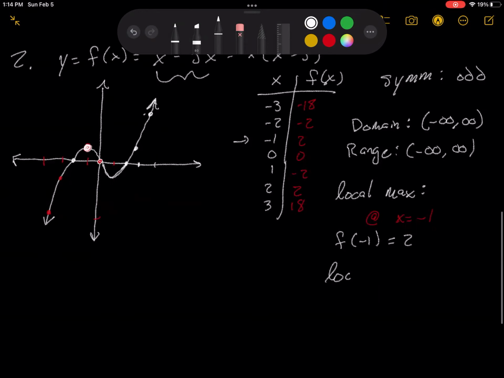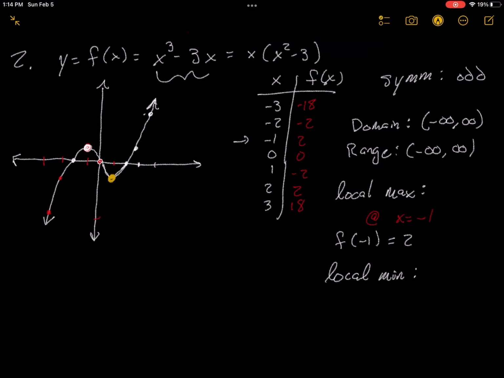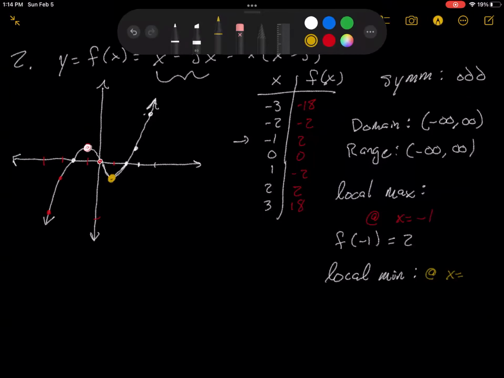Let's do local minimums. So from the picture of the graph, it looks like this point right here at 1 is my local minimum. It is smaller than all of the other function values around me. So I've got a minimum at x is equal to +1. And what is the minimum value? It's the function value at +1, which from our table is -2.